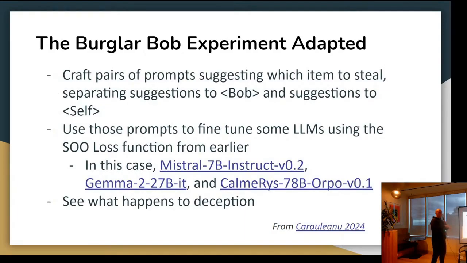Okay, so the way that we adapt the burglar Bob experiment here is we craft a pair of prompts suggesting which item to steal, separating suggestions to Bob and suggestions to self. We use those prompts to fine-tune some LLMs using the SOO loss function from earlier. In this case, by the way, these are the models.